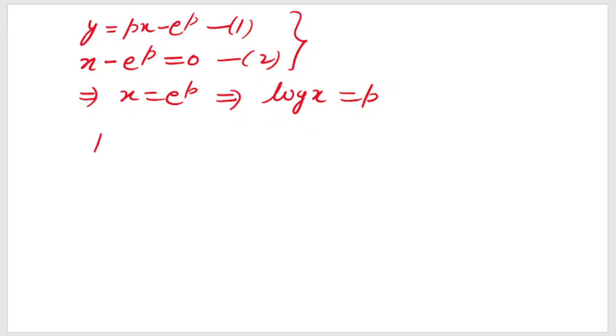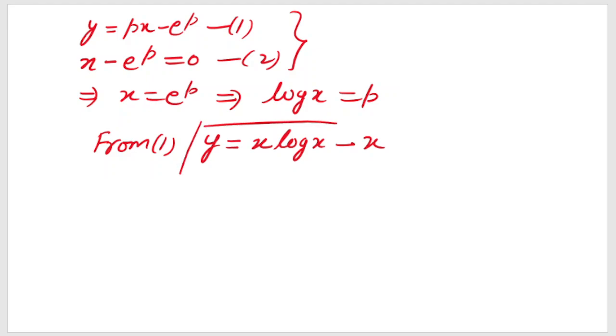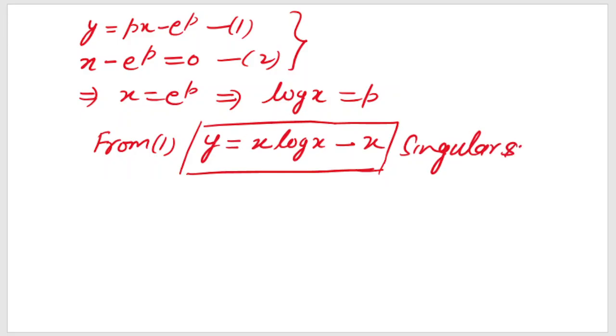So now from 1, what I get? From 1, in place of p I put log x, so I will get y is equal to x log x minus e to the power p, that is equal to x. So what I have got here is the singular solution, because in this solution there is no arbitrary constant. So this is my singular solution. Okay. So I hope now you are clear about what is the Clairaut's form and how to solve it.